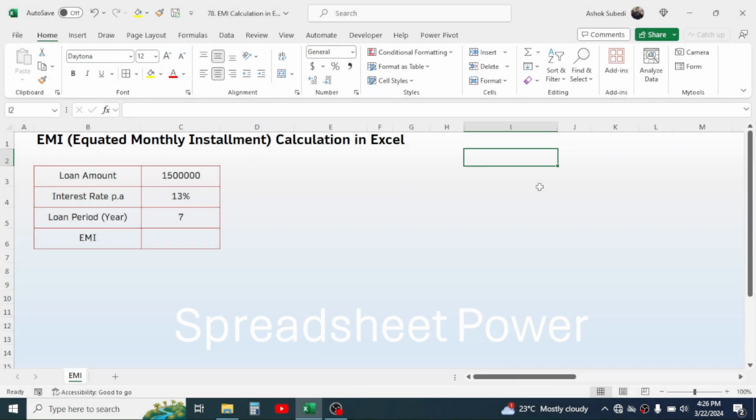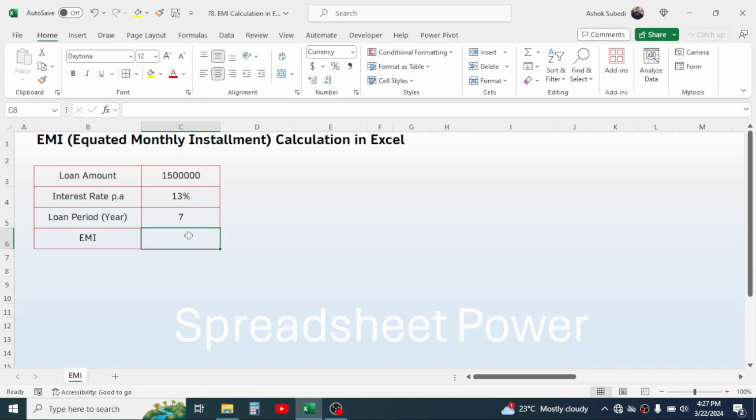Here we are going to learn how to calculate the EMI, that is the equated monthly installment payment for the loan in Microsoft Excel. Here I have the loan information, that is the loan amount is 1500,000, interest rate per annum is 13%, and the period of loan is 7 years. Based on this information, we need to calculate what is the EMI payment that we need to pay to the bank every month. So to calculate EMI in Excel, we have a function, that is the PMT, payment function.